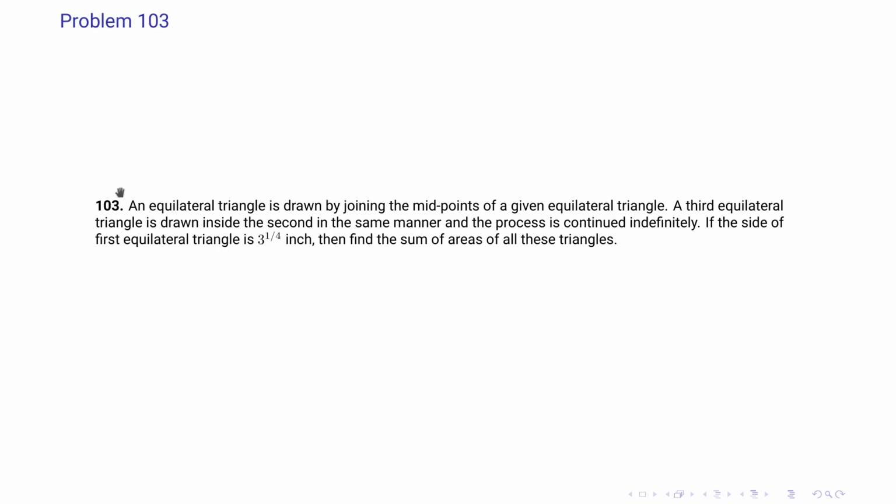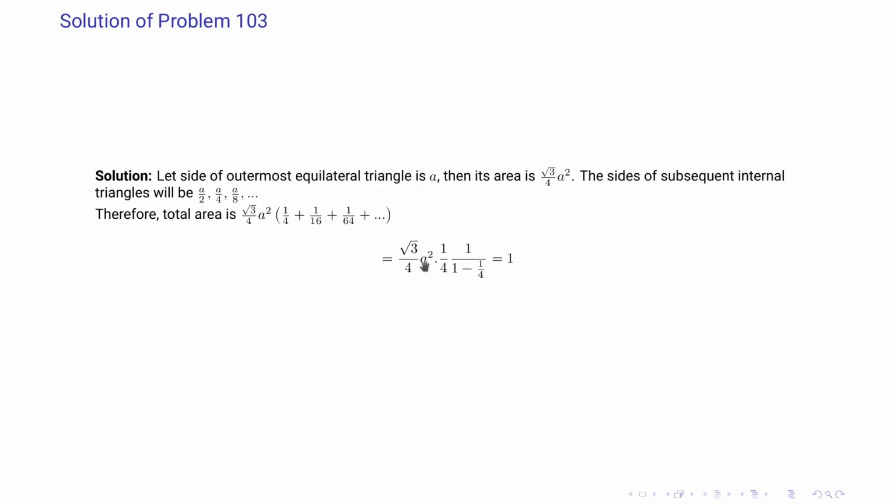Problem number 103 says that an equilateral triangle is drawn by joining the midpoints of a given equilateral triangle. A third equilateral triangle is drawn inside the second in the same manner, and the process is continued indefinitely. If the side of the first equilateral triangle is 3 to the power 1 by 4 inch, it should be inch, not inch square, it is side, not area. Then find the sum of areas of all these triangles.